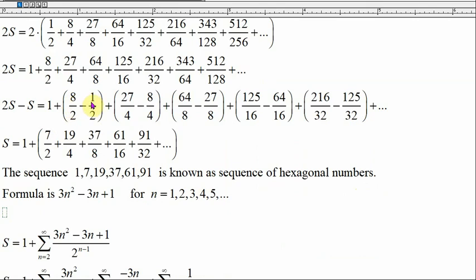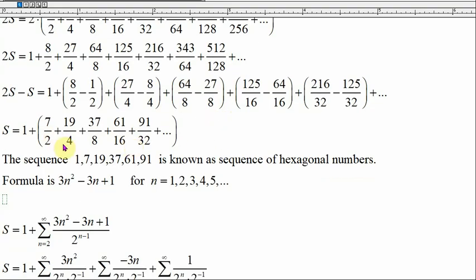8 minus 1 is 7. 27 minus 8 is 19. 64 minus 27 is 37. 125 minus 64 is 61, and so on. And then the sequence 1, 7, 19, 37, 61, 91, and so on. And this is known as the sequence of hexagonal numbers.